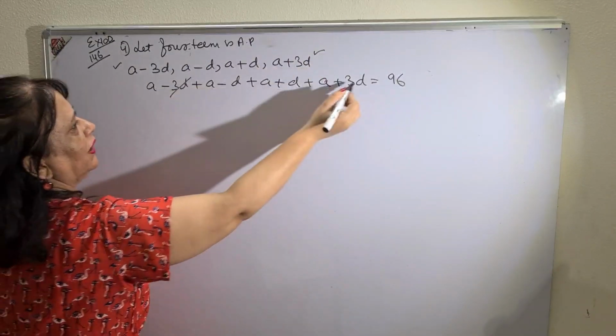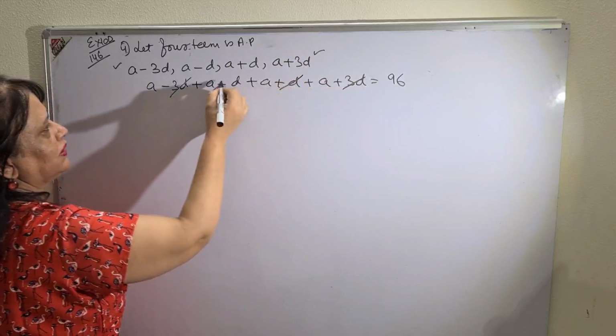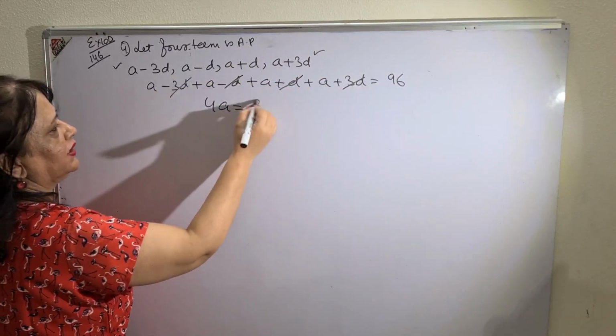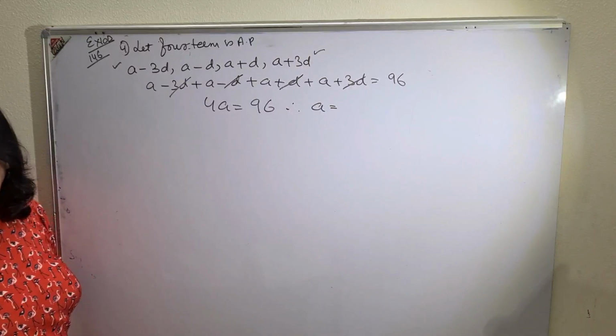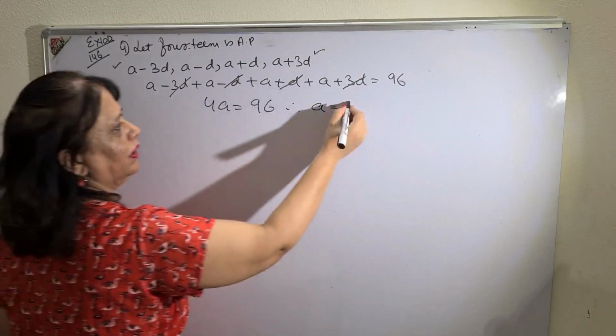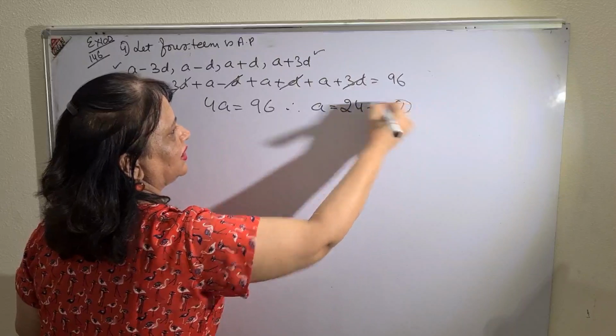So a minus 3d plus a minus d plus a plus d plus a plus 3d: the 3d cancel, the d and minus d cancel. 4a is equal to 96, so a is equal to 24. This is your first condition.